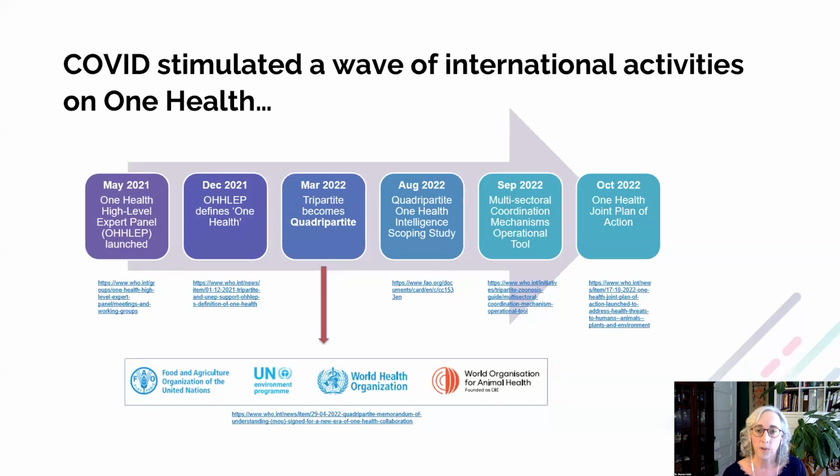In September, there was also the release of the multi-sectoral coordination mechanisms operational tool. So that's a useful tool that provides some guidance on coordination mechanisms. And then in October, the quadripartite released the One Health Joint Plan of Action, which I'll also discuss in more detail.